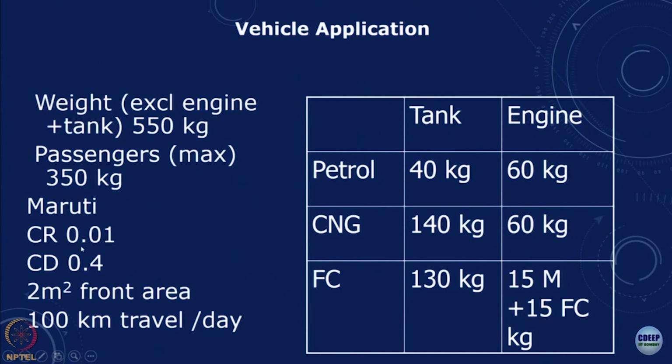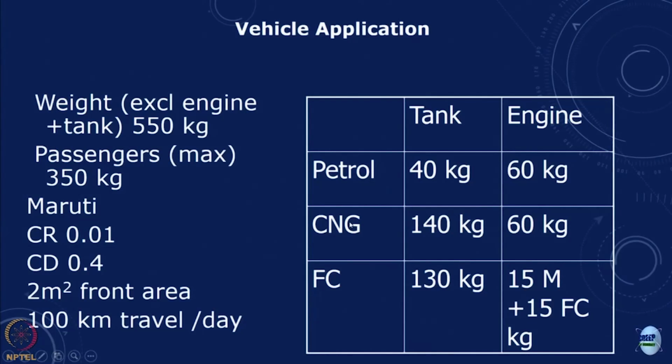We have the coefficient of drag and the coefficient of rolling resistance, the frontal area, and then we have to presume a certain amount of travel. We have done this calculation for 100 kilometers of travel per day. Now based on the range, or the amount of time that you can use before you refuel, we can decide the capacity of the tank. And I'll upload a paper where you can see the details.